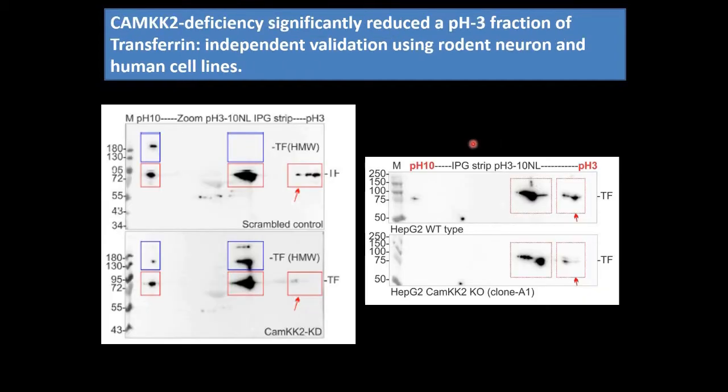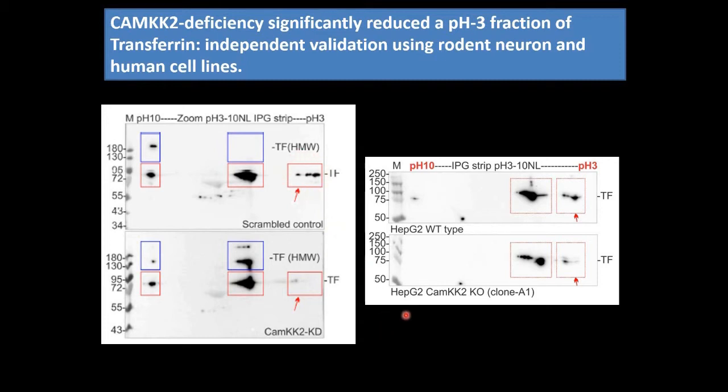Following the identification of transferrin as a differentially abundant protein under CAMKK2 deficient conditions, it was necessary to use an antibody-based assay to validate the mass spectrometry-based findings. Towards that goal, the proteins from the control and CAMKK2 knockdown neurons were focused and immunoblotted using anti-transferrin antibody. As anticipated, it was found that the pH 3.4 fraction of transferrin was dramatically reduced in CAMKK2 knockdown neurons compared to the control.